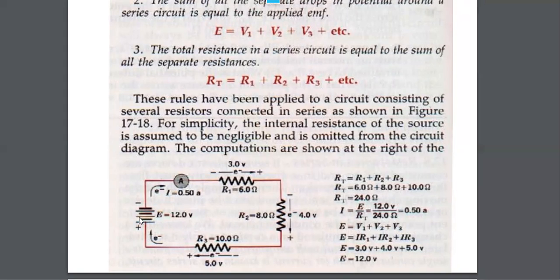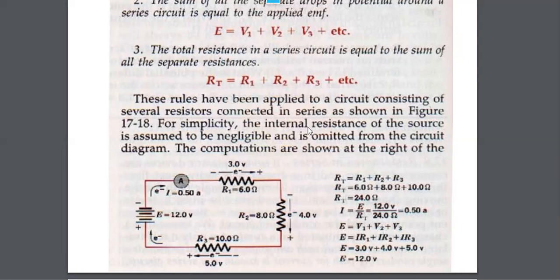Again, you should recognize these symbols here. The electrons are going through. There's half an amp of current in this circuit. This is the source of EMF. A 3-volt drop across this one, a 4-volt drop across this one, and a 5-volt drop across this one. So we have 12 volts of EMF, right? They show that there, 12 volts of EMF. And you can see that the voltage drops equal that.